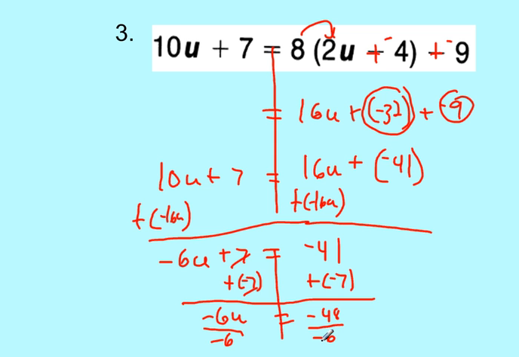Remember, we divide by the same number. So this is going to cancel out. We're going to be left with u, and then negative 48 divided by negative 6. Negative divided by a negative, so positive. A positive 8 is our answer. I'll write that up here. So u equals 8. Okay, pretty involved, pretty complex problem, but you know how to do all the steps now.